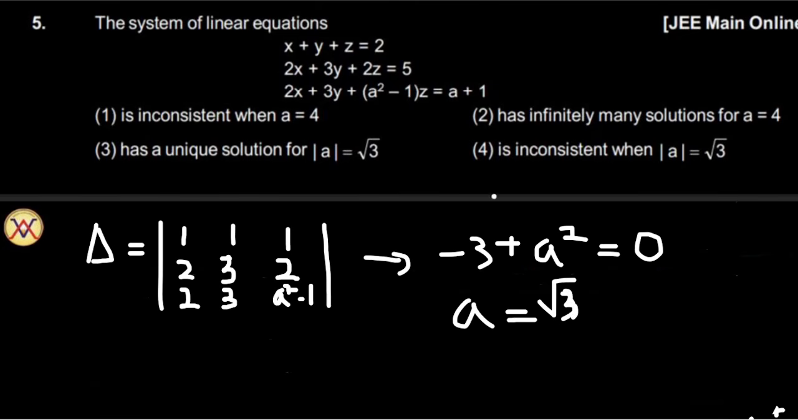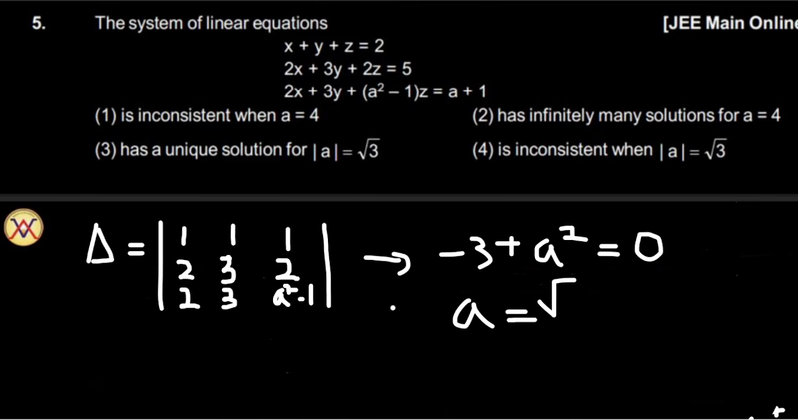Okay, so when we get this, we see that option 2 is cancelled out, and option 1 is cancelled out, because we don't care that option 1 says inconsistent, infinitely, or anything. It's nonsense, because it says a equals 4, which is not possible. Now when we come to options 3 and 4, we have to see which one is correct. Now let's go ahead.